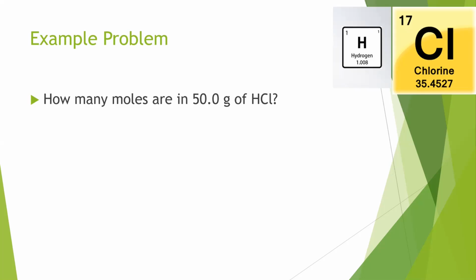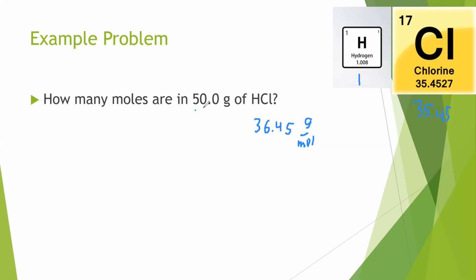Okay, that's good. Everyone who answered got it right. So the molar mass, you remember, is just the sum of the atomic masses. So this is 1 and this is 35.45. So the molar mass is 36.45 grams per mole. So this is our important conversion factor.